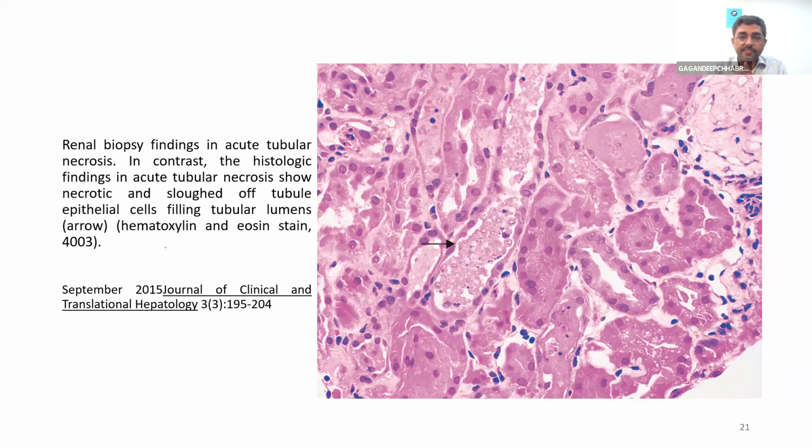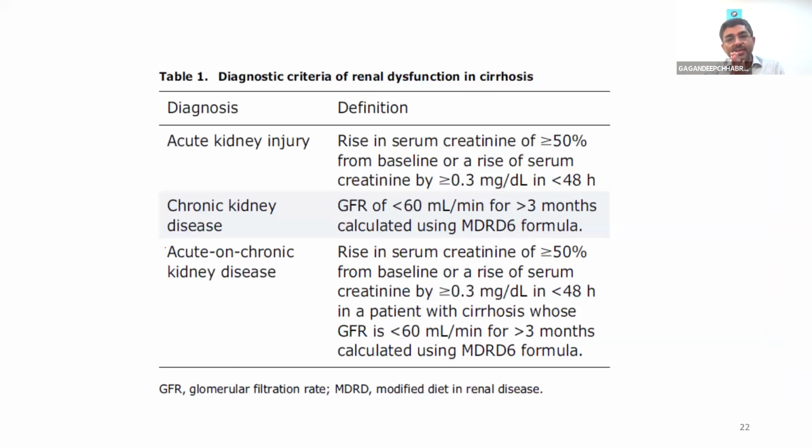It's not easy. So this is the diagnostic criteria of renal dysfunction in cirrhosis. We have acute kidney injury, a rise in serum creatinine to greater than 50% of the baseline, or a rise of greater than 0.3 milligram per deciliter in less than 48 hours. Then we have chronic kidney disease sitting aside. 3 months is the golden period. Any GFR less than 60 for greater than 3 months puts it into chronicity. That's chronic kidney disease. Now, when we combine the two definitions, acute kidney injury with the chronic, then we have acute on chronic kidney disease, which makes the matter more difficult.